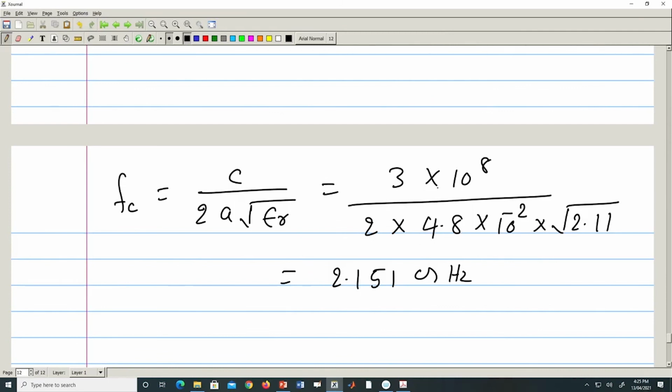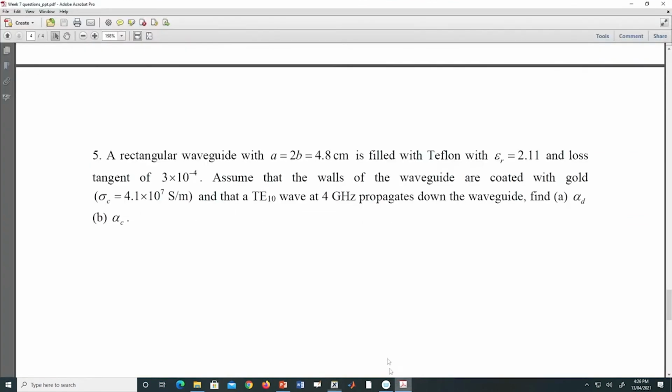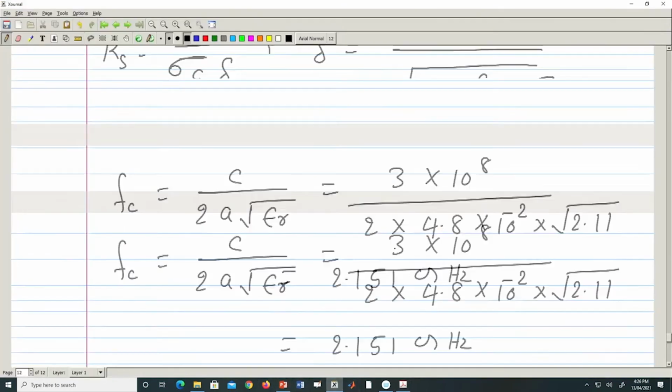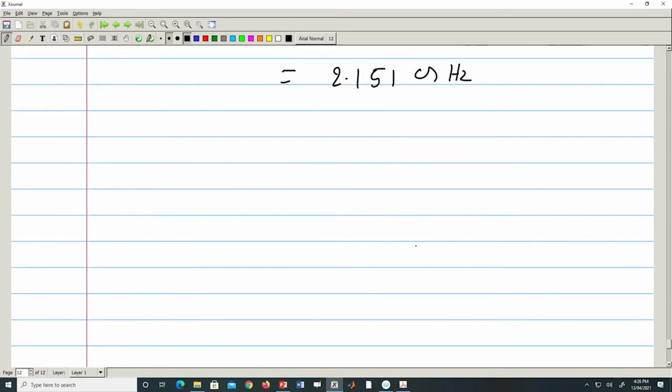In the a part, we can calculate the loss tangent, and then in the d part we have to calculate alpha d and alpha c. So, we have the formula. Now we can calculate alpha d and alpha c. So, alpha d is sigma eta divided by 2 times the square root of 1 minus (f c by f) whole square. So, the loss tangent we have.